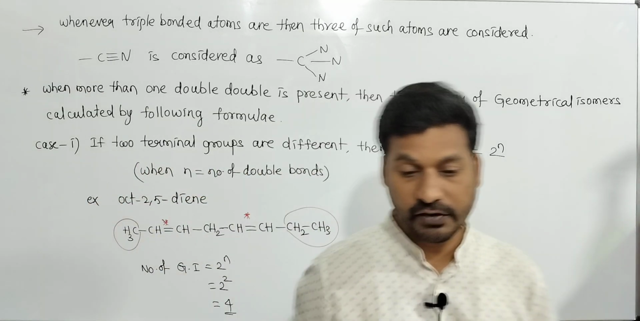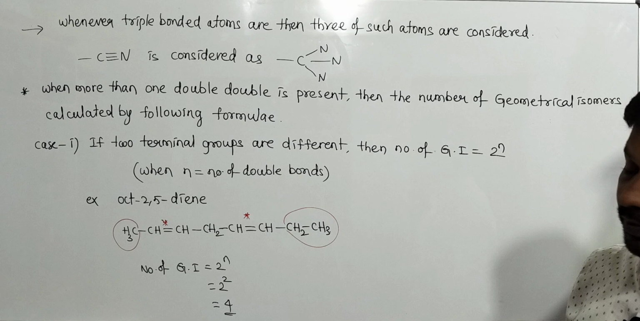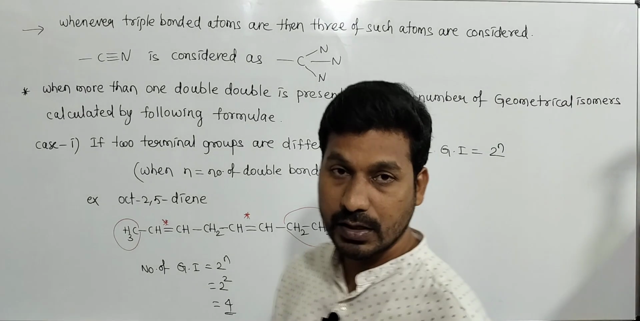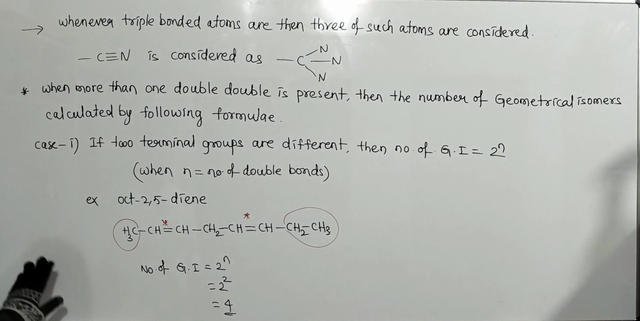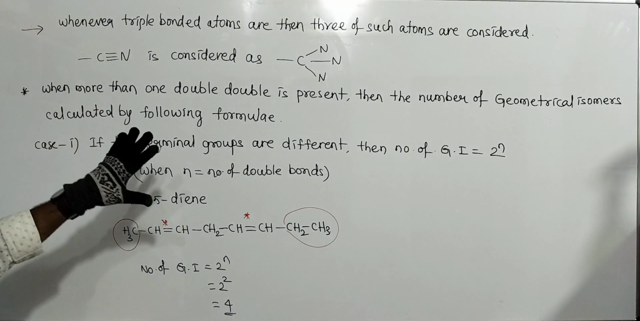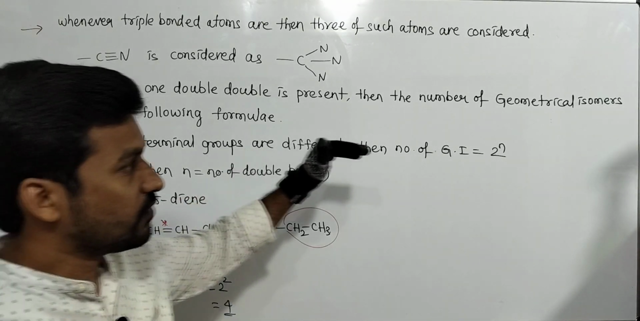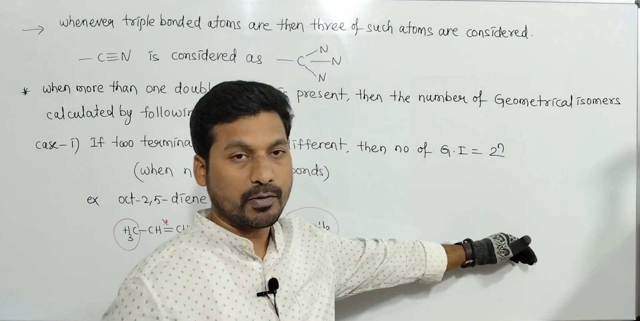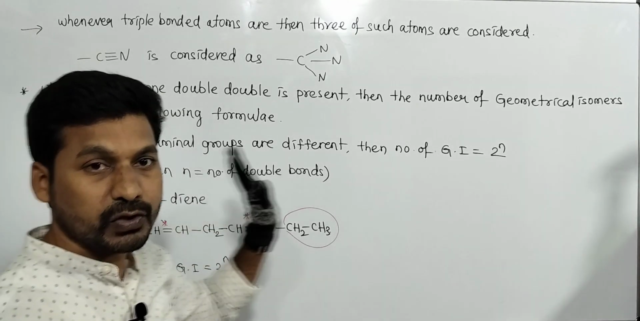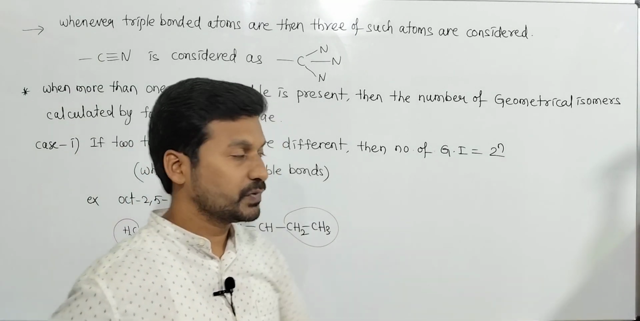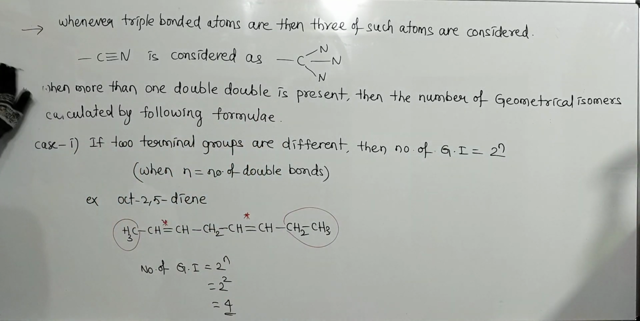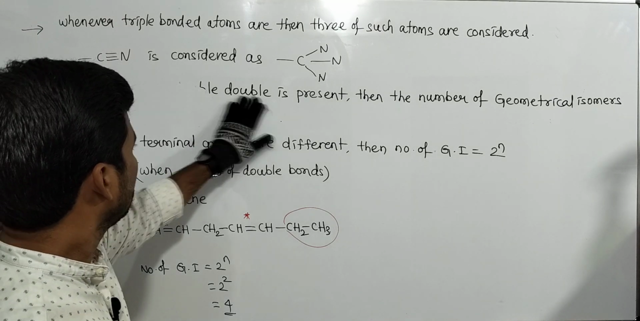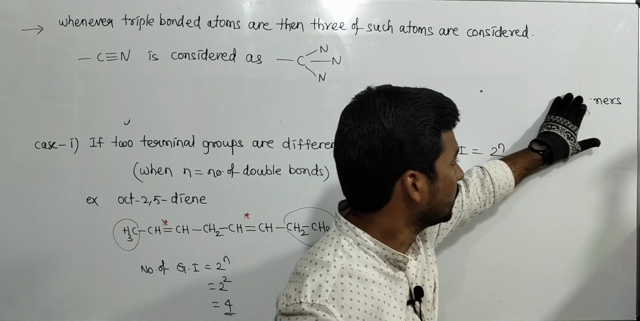Whenever terminal groups are different, we use this formula; whenever terminal groups are the same, we use a different formula. Case 1 is completed. We are in the topic of calculating the number of geometrical isomers of alkenes containing more than one double bond. In case 1, the 2 terminal groups are different. Next, case 2 is when the 2 terminal groups are the same.